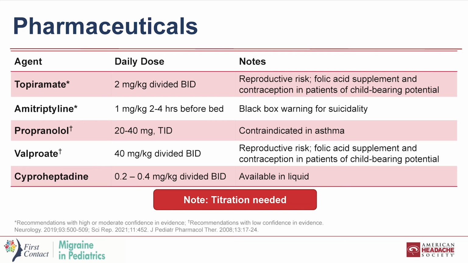And then finally, valproate, 40 milligrams per kg divided BID, carries a high risk of side effects, does have a reproductive risk, and requires the folic acid supplementation and discussions of contraception, as we mentioned with topiramate. Topiramate and amitriptyline have high or moderate confidence, and then propranolol and valproate have low levels of confidence when you look at the AAN and AHS guidelines. But again, clinically, these are agents that we use regularly.